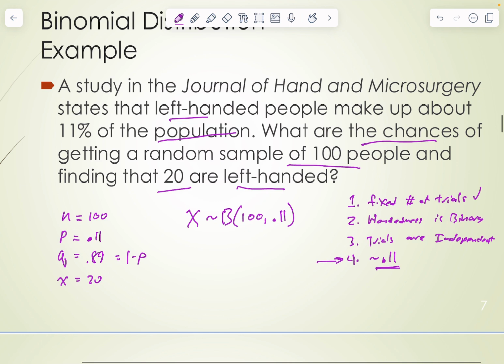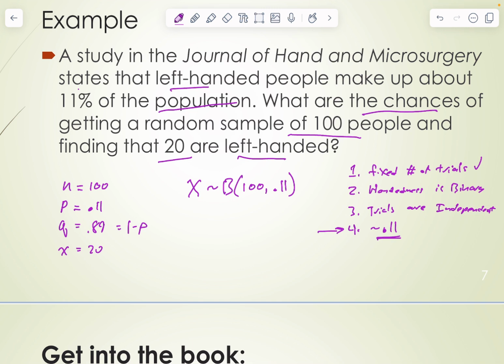Now, let's get to the question, what are the chances of getting 20 left-handed people among your group of 100, which is a little more than we would expect? We would expect 11, but there's 20, so that seems unlikely. Okay, but how unlikely? We're looking for the probability that our random variable X equals 20.